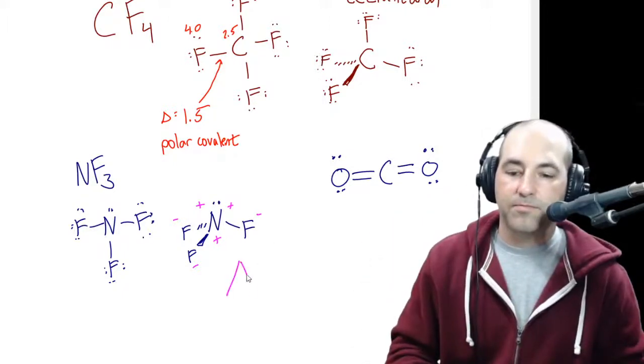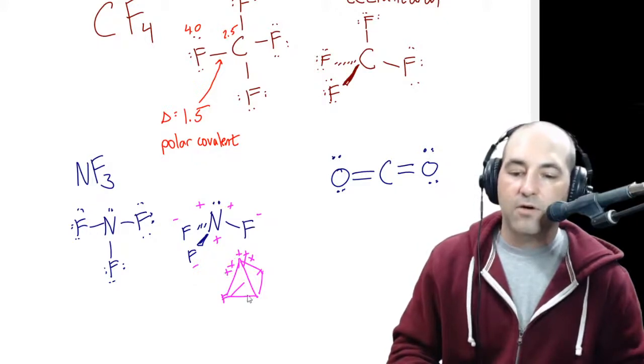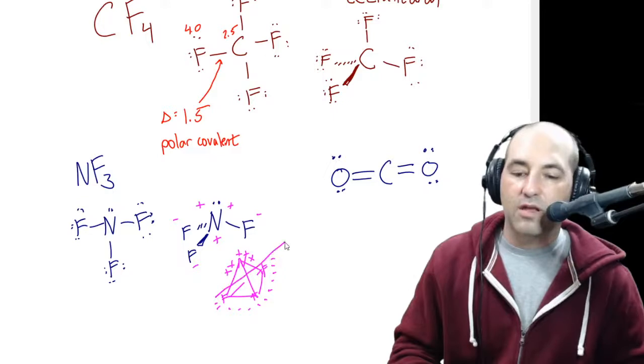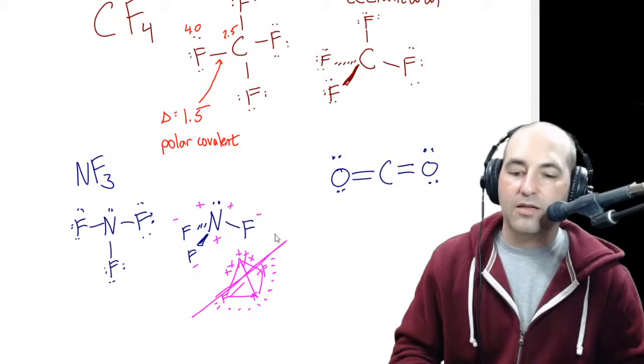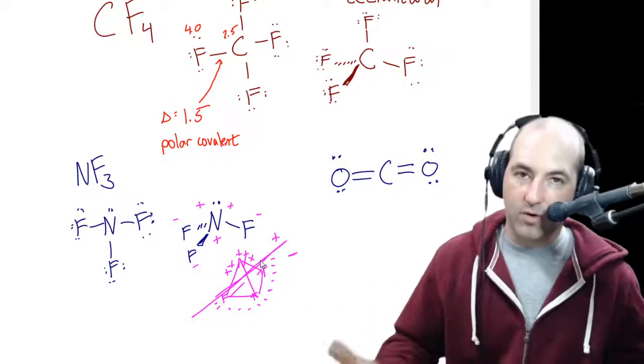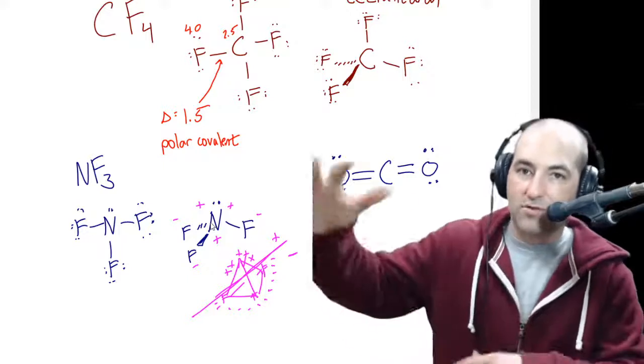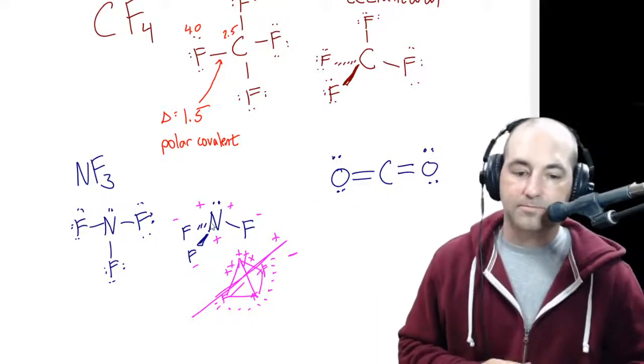Let me draw that pyramid. So let's say this is our pyramid. The nitrogen at the top is all positive, and the fluorines at the bottom of the pyramid are all negative. So that means we can draw a line right in between here, and we have a positive side and a negative side. And whenever you have a positive side and a negative side, you have polarity. So that molecule is polar because it's kind of lopsided. The positives are on the top and the negatives are on the bottom.